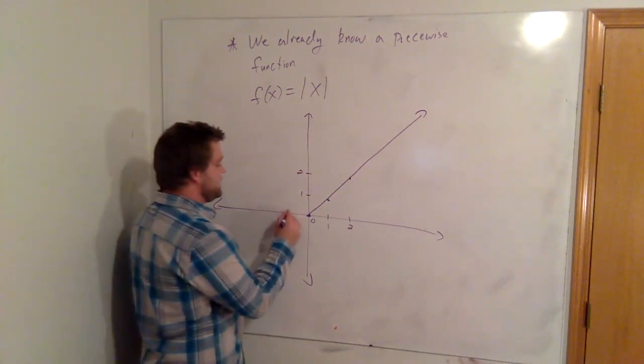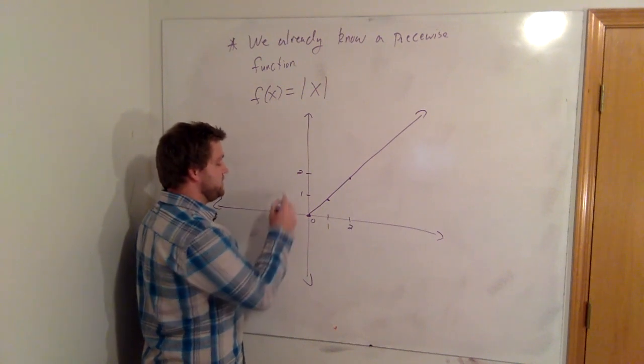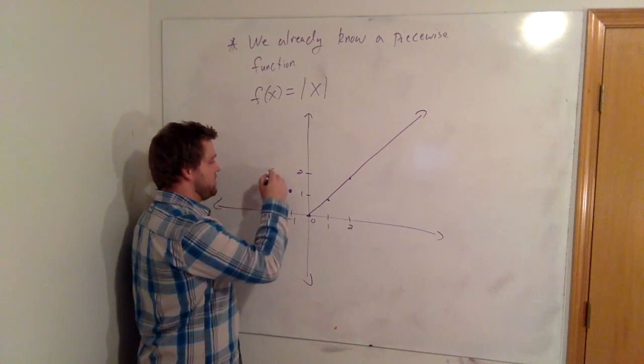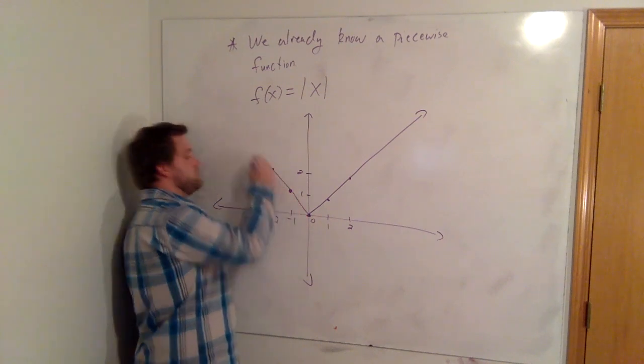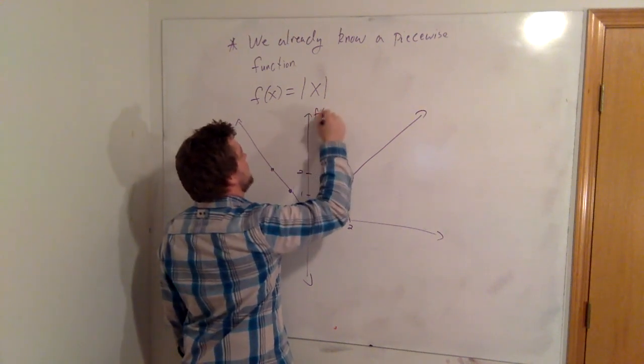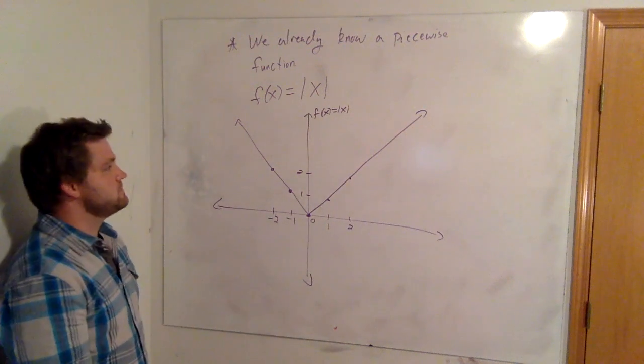But now if I plug in -1, it takes the negative number and makes it positive, so the absolute value of -1 is 1. The absolute value of -2, it takes -2 and makes it positive, it'll be 2. This is the graph of the absolute value function. So this is f of x, which is equal to the absolute value function. The timeless, the classic, the V.